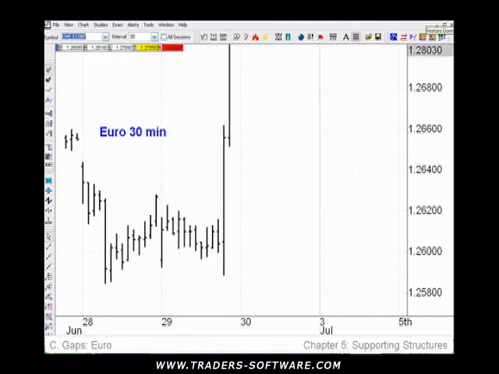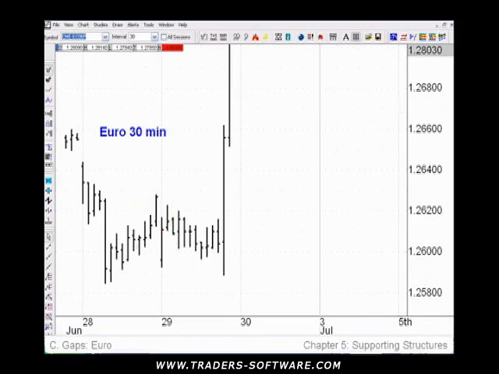Here is the 30-minute euro currency again in June. The last couple of hours show a strong rally into the close on the 28th. The next day on the 29th, it opens gap down and the gap closes as price action rallies.